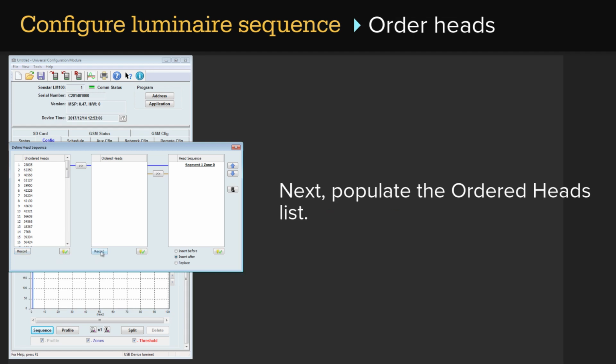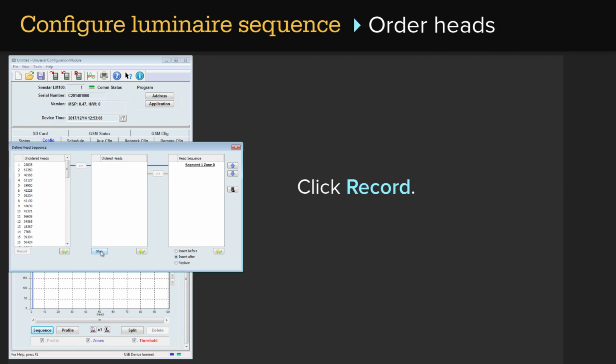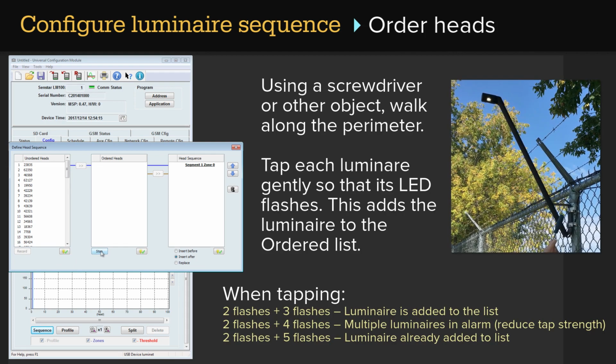Next, populate the ordered heads list. Click Record. Using a screwdriver or other object, walk along the perimeter. Tap each luminaire gently so that its LED flashes. This adds the luminaire to the ordered list. When tapping, 2 flashes followed by 3 flashes: luminaire is added to the list. 4 flashes: luminaire has entered alarm.